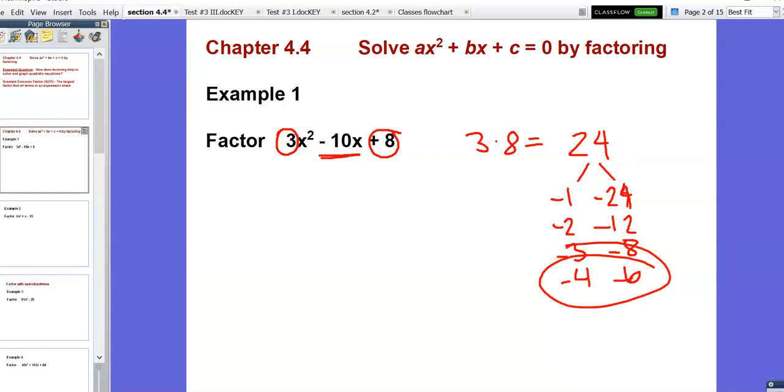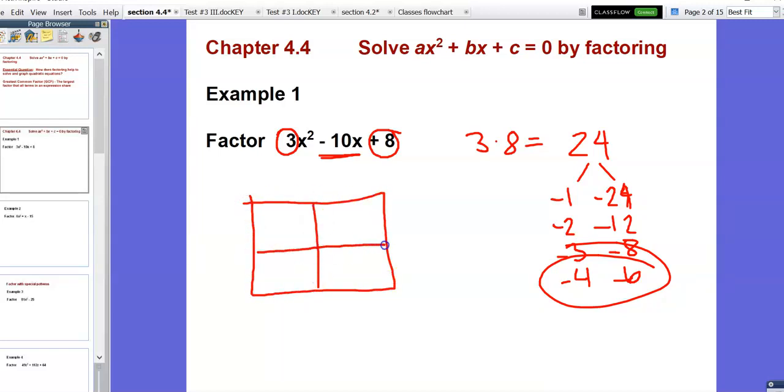and negative 6. And then instead of just writing x minus 4, x minus 6, now we have to draw the box. 3x squared goes in the upper left, 8 goes in the lower right. And it doesn't matter which one you write where, but negative 4x needs to go in one box, and then negative 6x needs to go in the other of the two that are remaining.